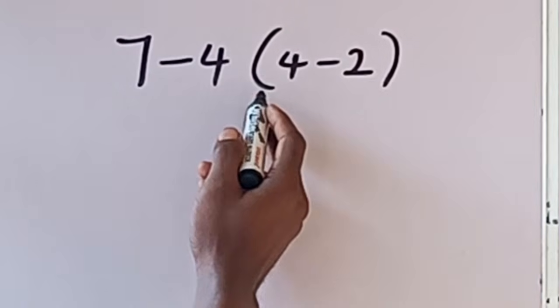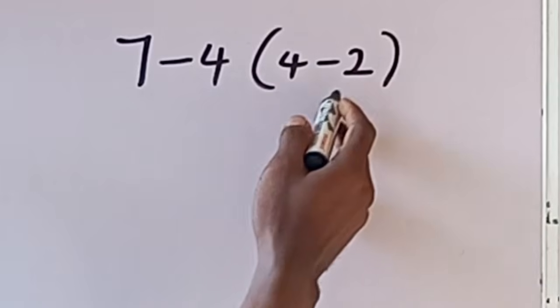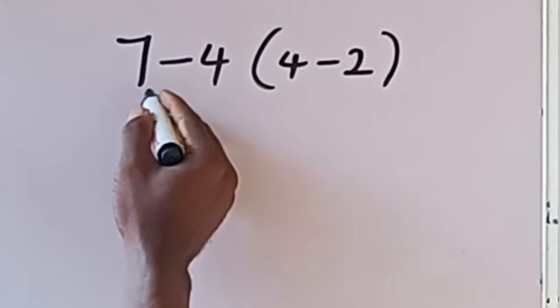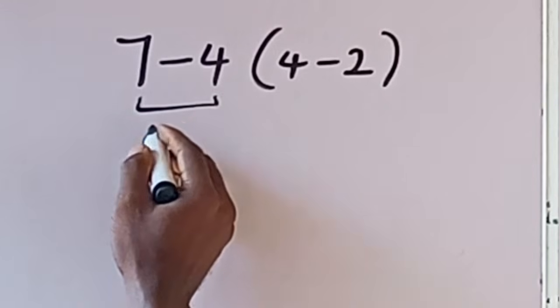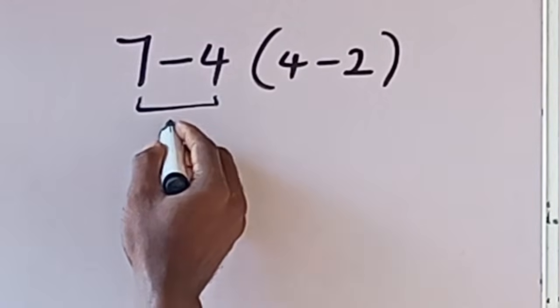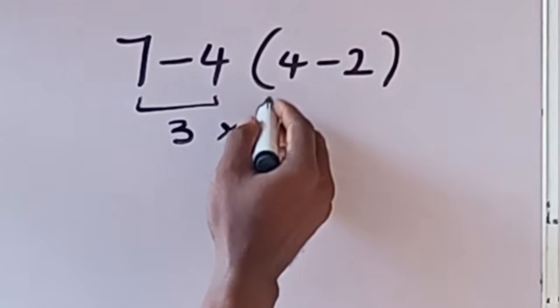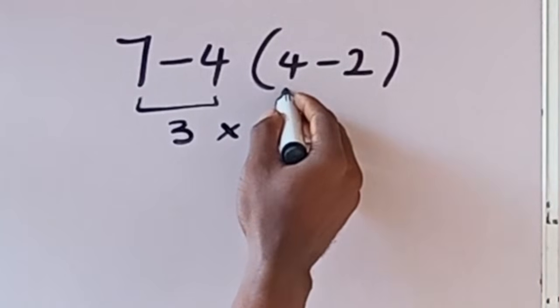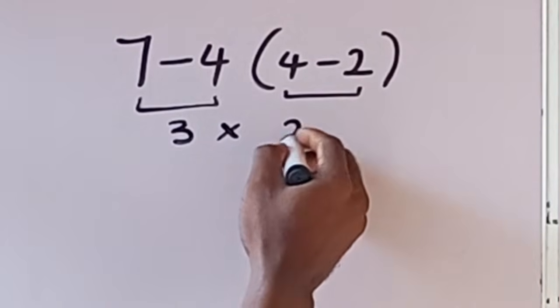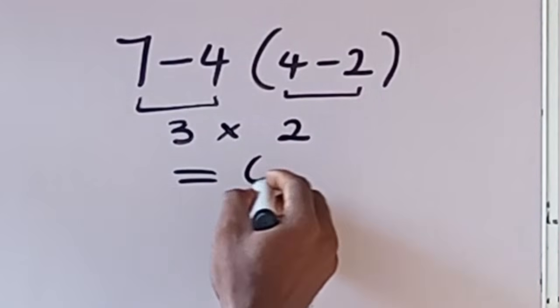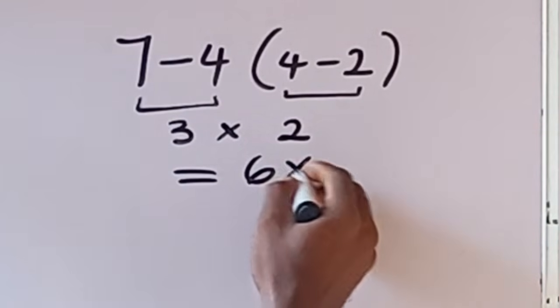7 minus 4, bracket 4 minus 2. Some people go ahead to do this first. 7 minus 4 will give us what? 3. They will go ahead and do this times 4 minus 2. 4 minus 2 is going to give us what? 2. Now, 2 times 3 is equal to what? 6. But this is wrong.